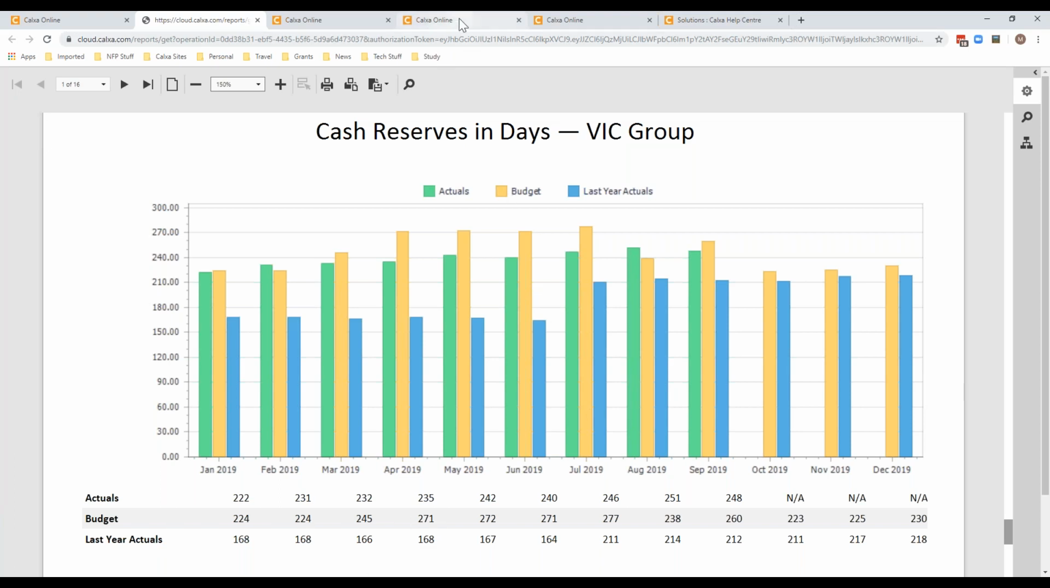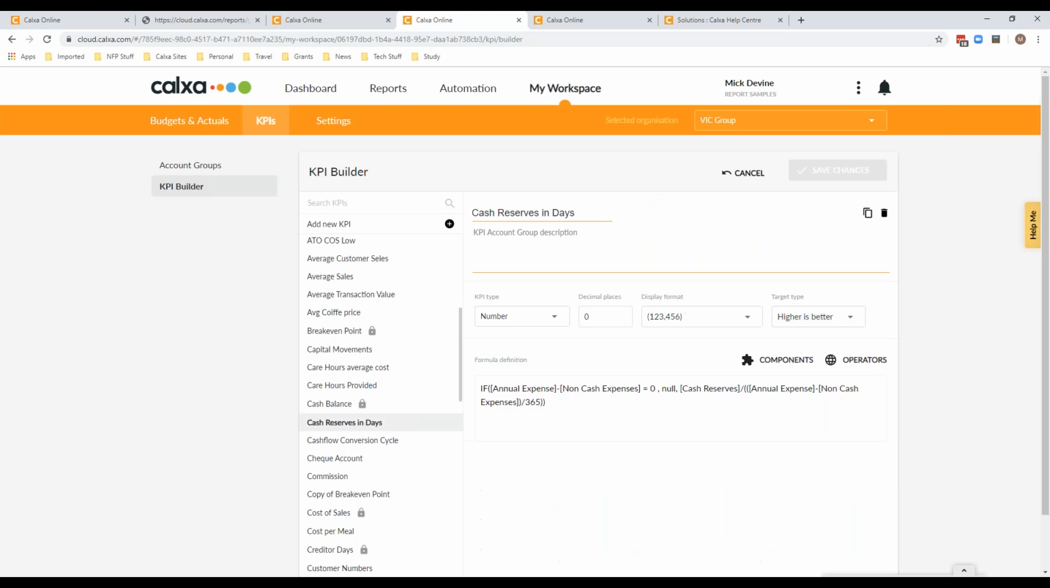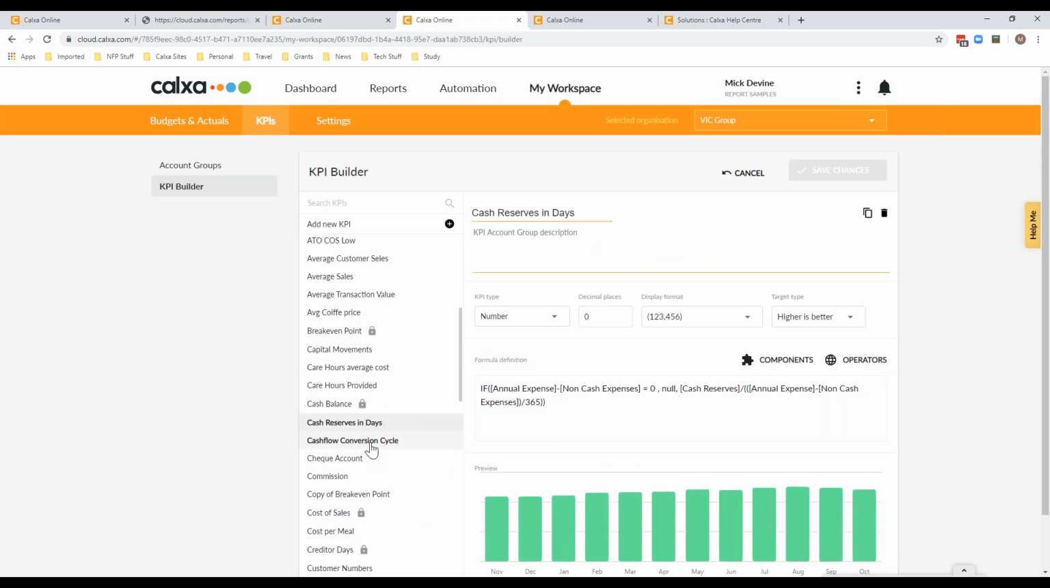And again, this one's a custom KPI, but it's cash reserves divided by annual expense, which is one of our built-in account groups, and then I've created a group for non-cash expense to deduct from that, because you only want to look at the cash-based expenses. So you take out things like depreciation, long service leave accruals, those sort of things, and then divide those by 365.